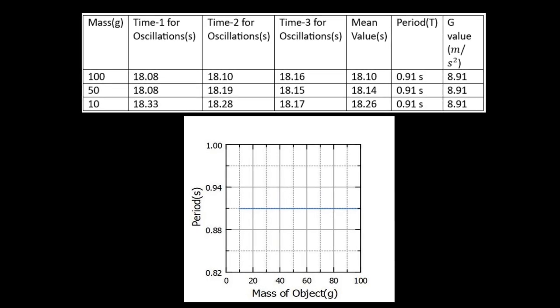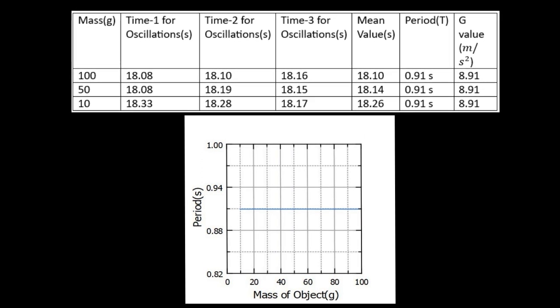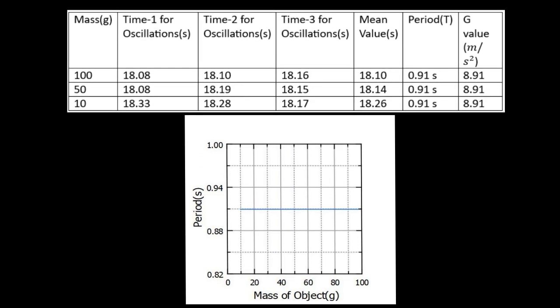We can see here with the tabulated data and the graph I plotted that the changing mass doesn't affect the period of the pendulum in any way. The percentage of error is also close to part 1 of the experiment, which is 9%.